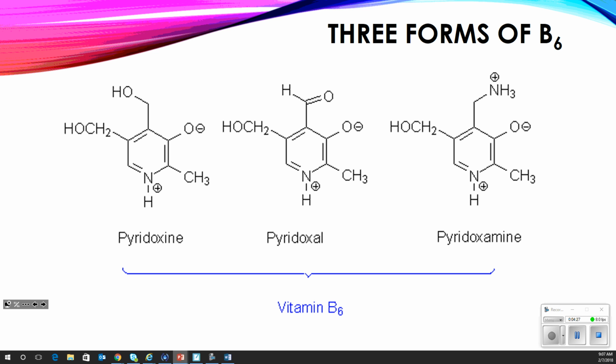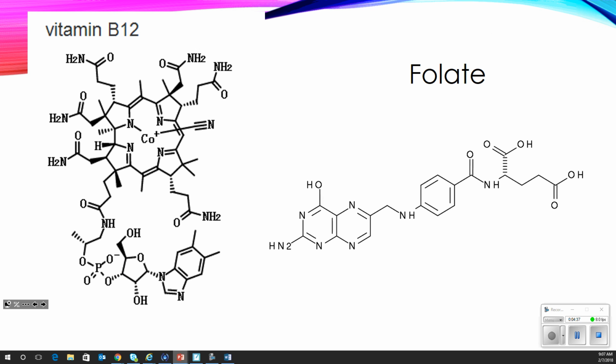B6 actually has three forms that are in your body, and depending on what form it's in depends on what it does with your body. So we've got three that we look at there. B12 is probably one of the more complex of all of them, and then folate is also pretty complex. So the other B vitamins, and I think we'll see C on the next slide, are not quite as complex.